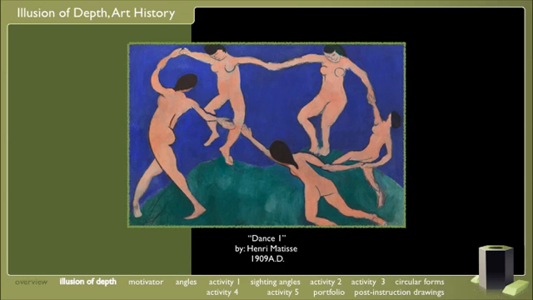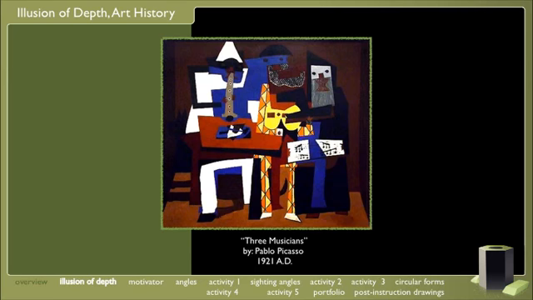Matisse focused on the true nature of shape and attempted to create a sense of three-dimensionality by using flat colors. Picasso had many phases. His Cubist phase focused on deconstructing the human form, breaking it down into simple shapes, and creating effective compositions.